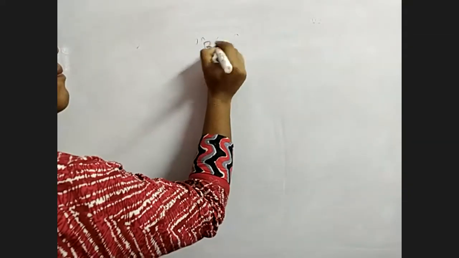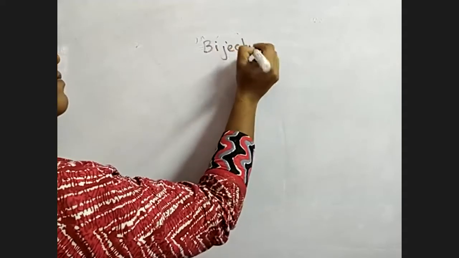What is a bijective function? What do you mean by bijective function? Okay, Anas, which one? Read again. Is it onto or into? Onto. Okay.